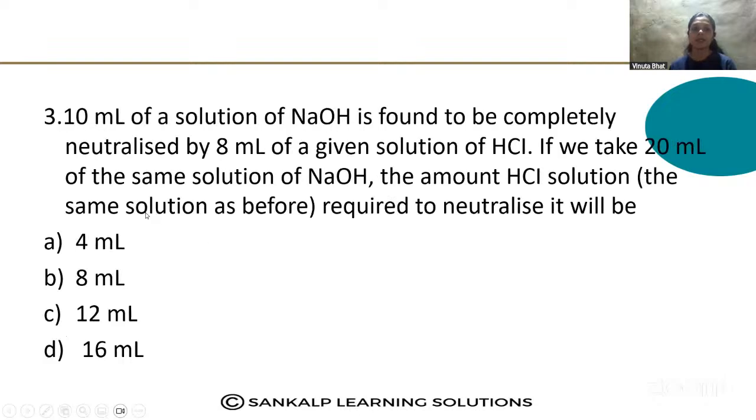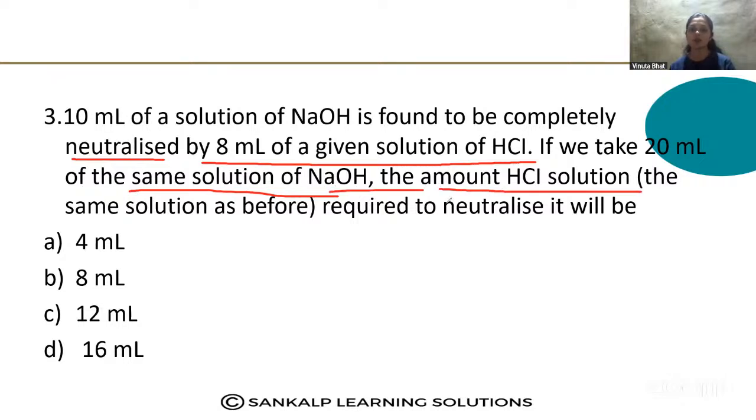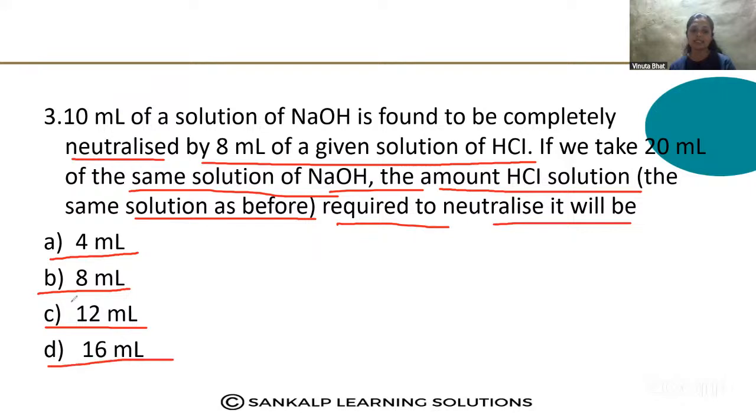Next question. 10 ml solution of sodium hydroxide is found to be completely neutralized by 8 ml of a given solution of HCl. If we take 20 ml of the same solution of sodium hydroxide, the amount of HCl solution, for the same solution as before, required to neutralize it will be: option A 4 ml, option B 8 ml, option C 12 ml, option D 16 ml.